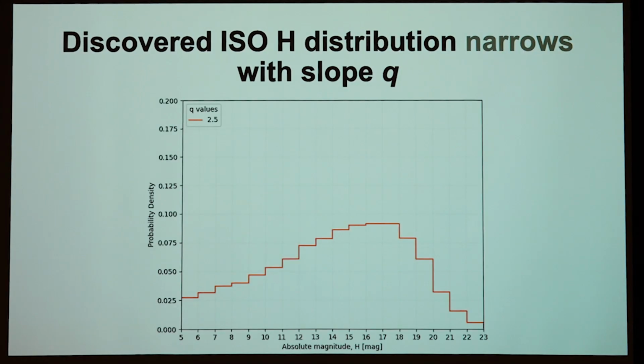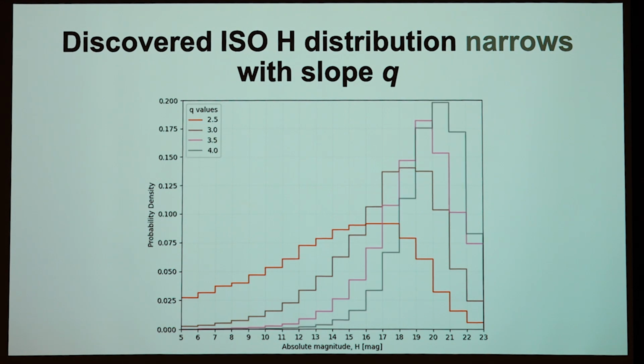So starting from Q of 2.5, what I'm showing you here is a probability density function of the discovered interstellar objects from these simulations. So it's not the number of interstellar objects that are discovered, it's the probability that they will have a certain absolute magnitude. And so you can see that the peak here is around 16th or 17th magnitude. And as we change our Q value and it increases, our peak shifts to smaller and smaller objects as your slope goes up, which kind of makes sense. It also gets narrower, and so we see less spread in the sizes of the objects that we're observing.